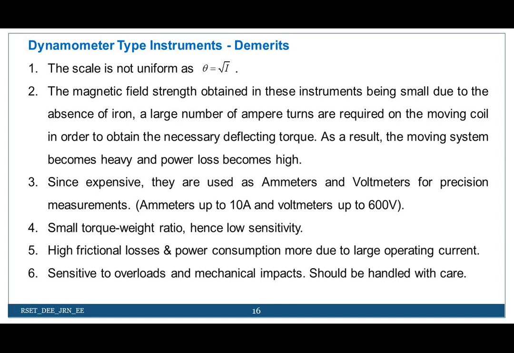Since expensive, they are used as ammeters and voltmeters only for precision measurements. Ammeters up to 10 amps and voltmeters up to 600 volts. Small torque weight ratio, and because of that sensitivity is low, high frictional losses and power consumption more due to large operating current. Sensitive to overloads and mechanical impacts, so should be handled with care.